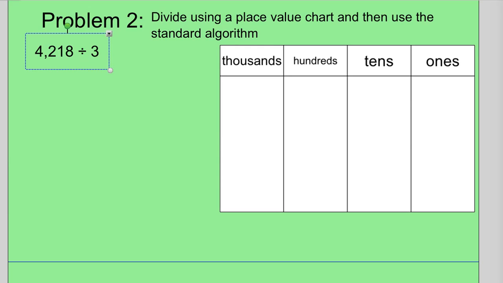Okay, write this problem into your math notebook. Once you have it written, go ahead and try to solve it. Once you've tried to solve it or you get stuck, go ahead and continue checking it, but do your best. Fill in the place value chart one step at a time as you go along. We'll start with 4 in the thousands, 2 in the hundreds, 1 in the tens, and 8 in the ones.